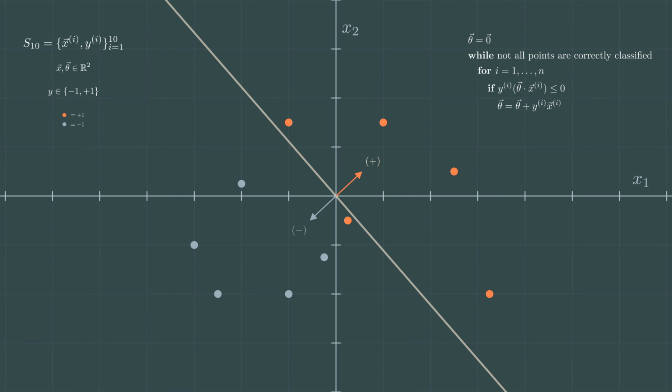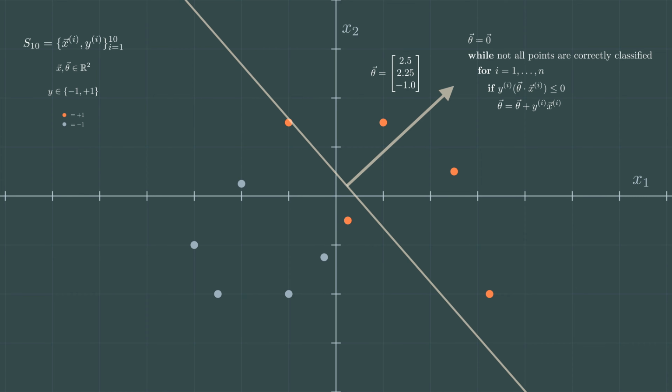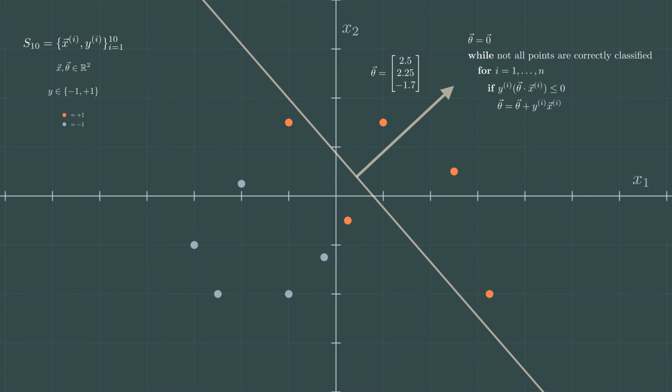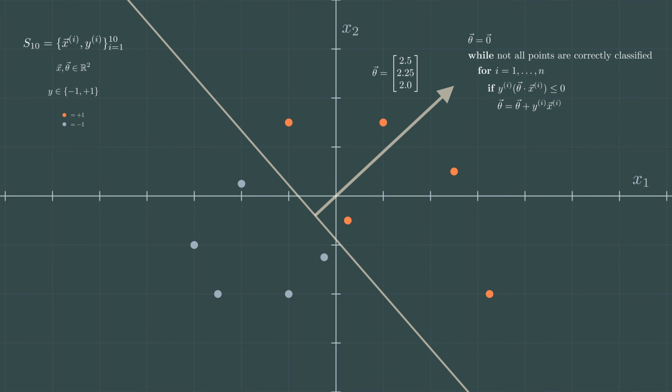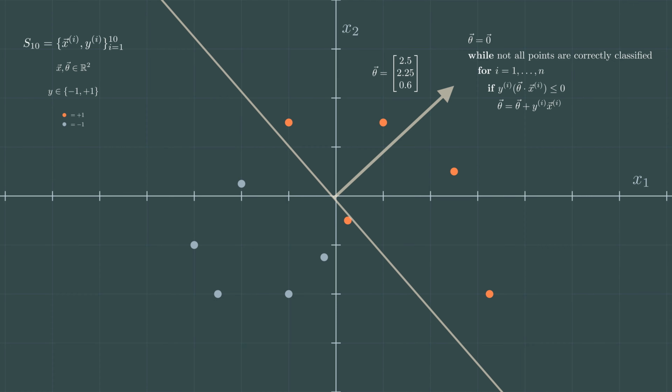And we'll come to find that we can never actually correctly classify both of these positive points at the same time. And this is because even though our dataset is linearly separable, it's not linearly separable through the origin. So what we'd like is a way to push our theta vector off of that origin, away from it. So maybe we can correctly classify all of the points in a dataset like this one.